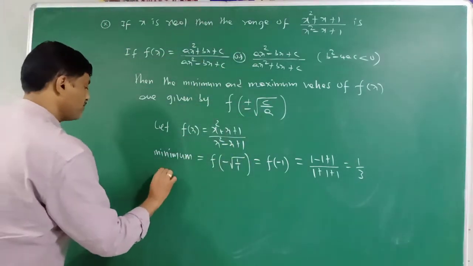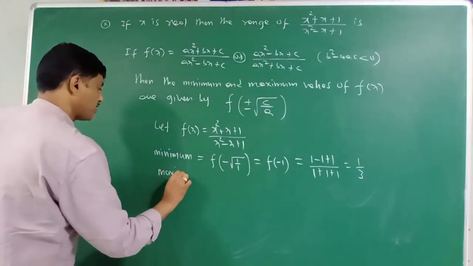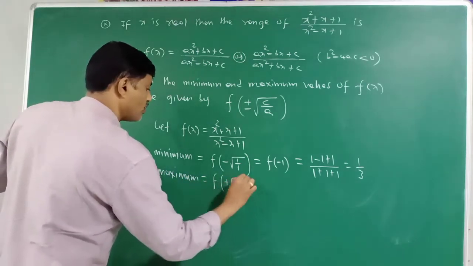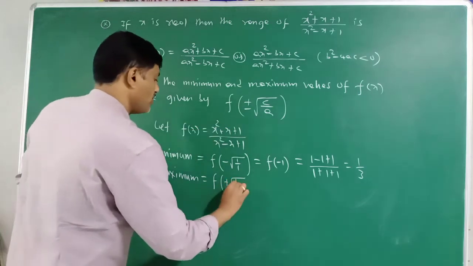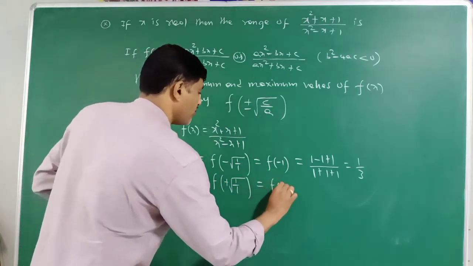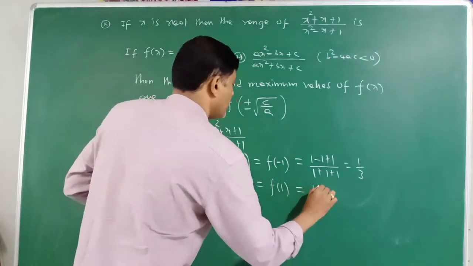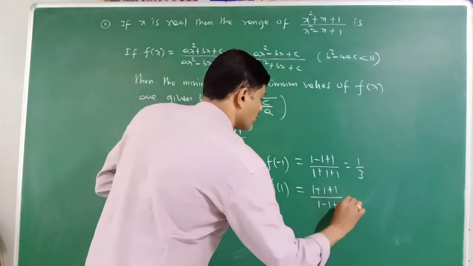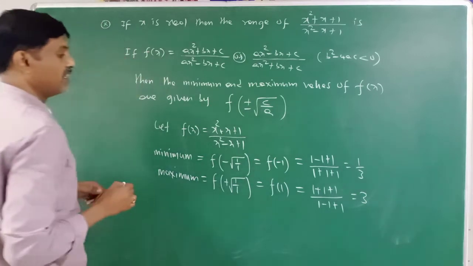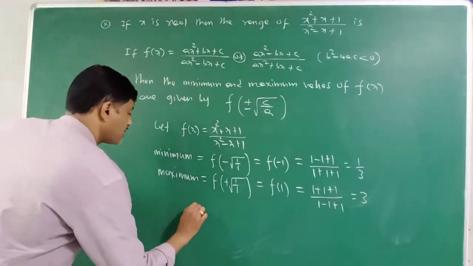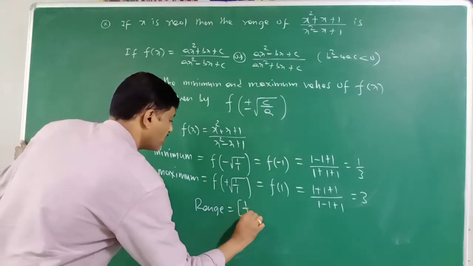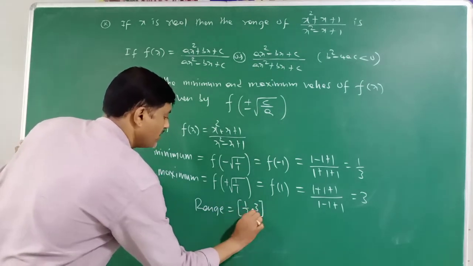What is the maximum? The maximum is equal to f(+√(c/a)). c is 1 and a is 1. Now this is very clear: f(1) = (1 + 1 + 1)/(1 − 1 + 1). Your answer is 3. This is the minimum, this is the maximum. Therefore the range is [1/3, 3].